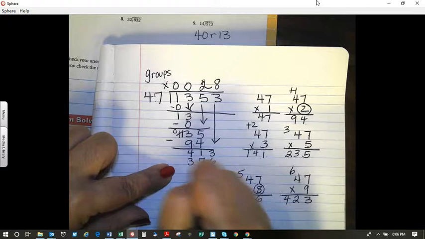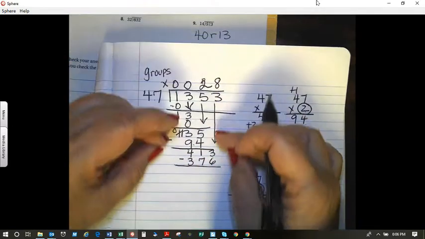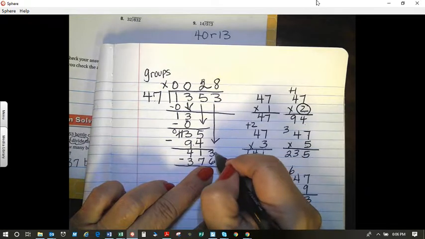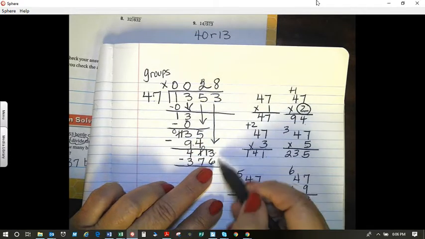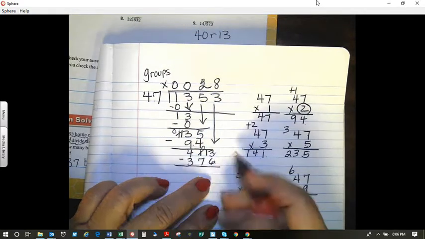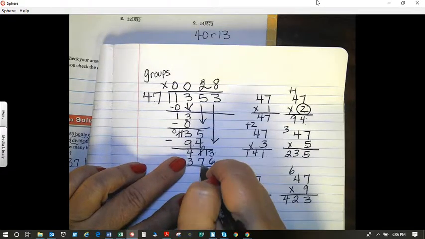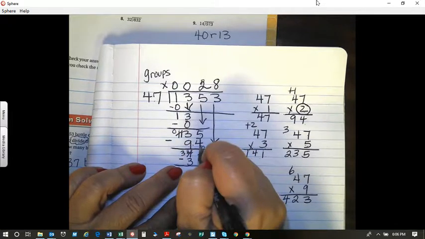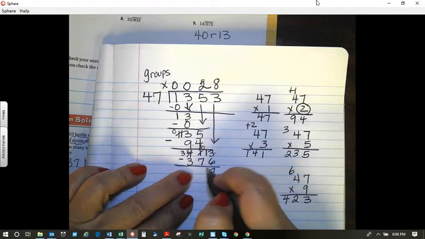And now I have to subtract it out. Remember, we're making this smaller and smaller and smaller. I cannot take 6 out of 3, so I need to regroup. This becomes a 0, and now this is a 13. I can take 6 out of 13. That leaves me with 7. I cannot take 7 out of 0, so I need to regroup. That becomes a 3, and now this is a 10. I can take 7 out of 10. That leaves me with 37.